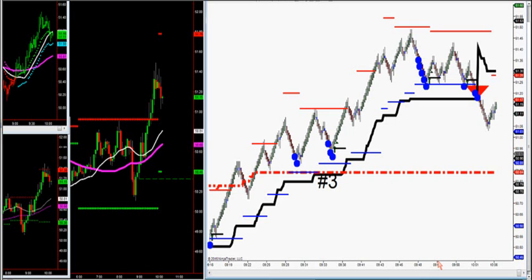Okay, guys and gals, I want to do a quick video on this breakout. This morning at 8:15, I said if we break this value area, I was looking for a breakout long. And here's how we play the 3-sim Renko.